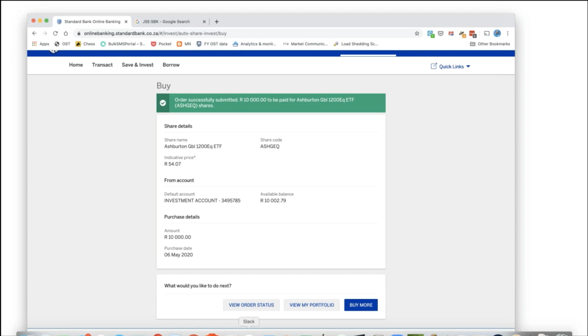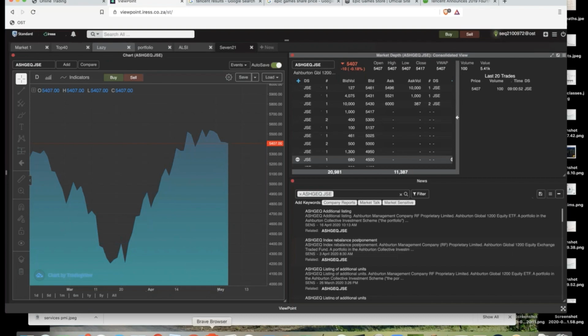Indicative price 54.07, but we are sitting at 54.96, and the 54.07 was a trade at 9 o'clock this morning, pretty much someone buying at open this morning. Now, what we're also not going to find is this doesn't go through immediately. We can sit here and watch, but this isn't an instant transaction.